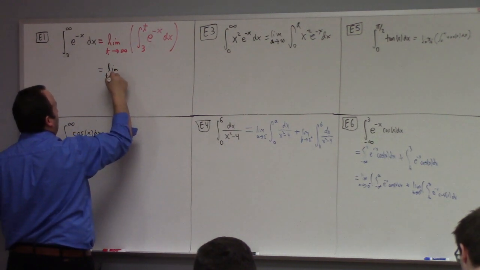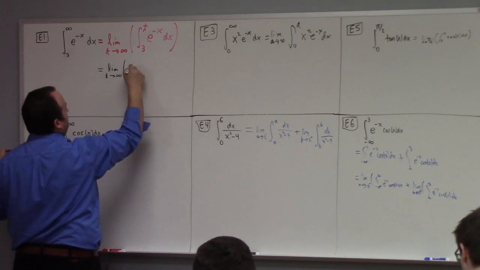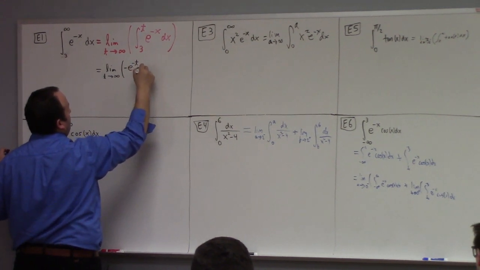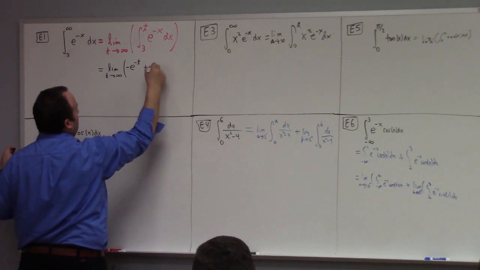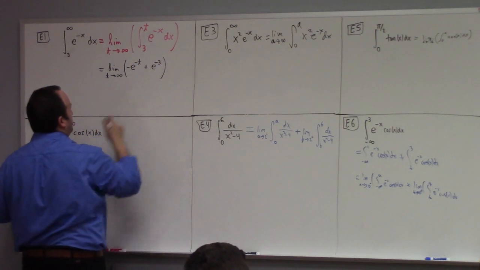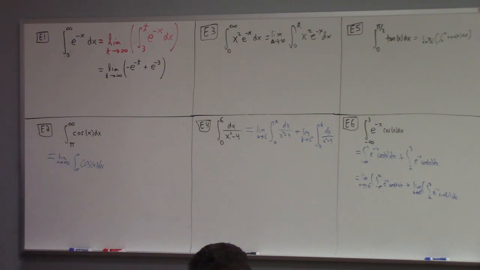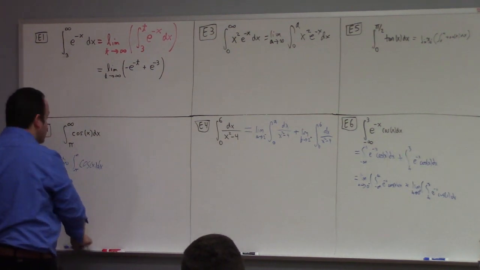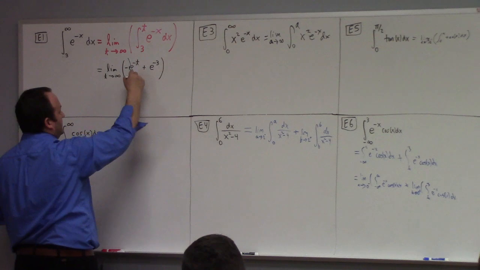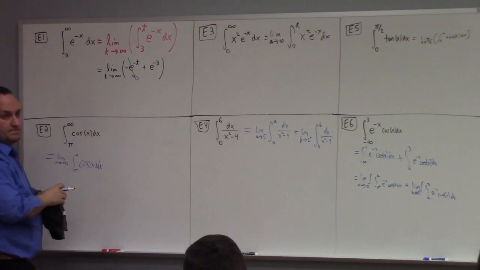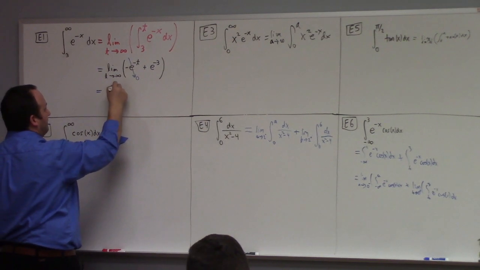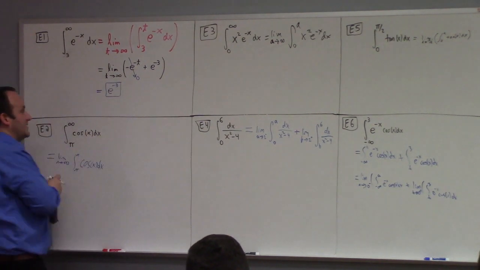Can you do that integral? I think you can. That gives us minus e to the minus t plus e to the minus 3, right? What happens as t goes to infinity of e to the minus t? This guy is gone, right? And we're just left with e to the minus 3. So this integral converges to e to the minus 3.